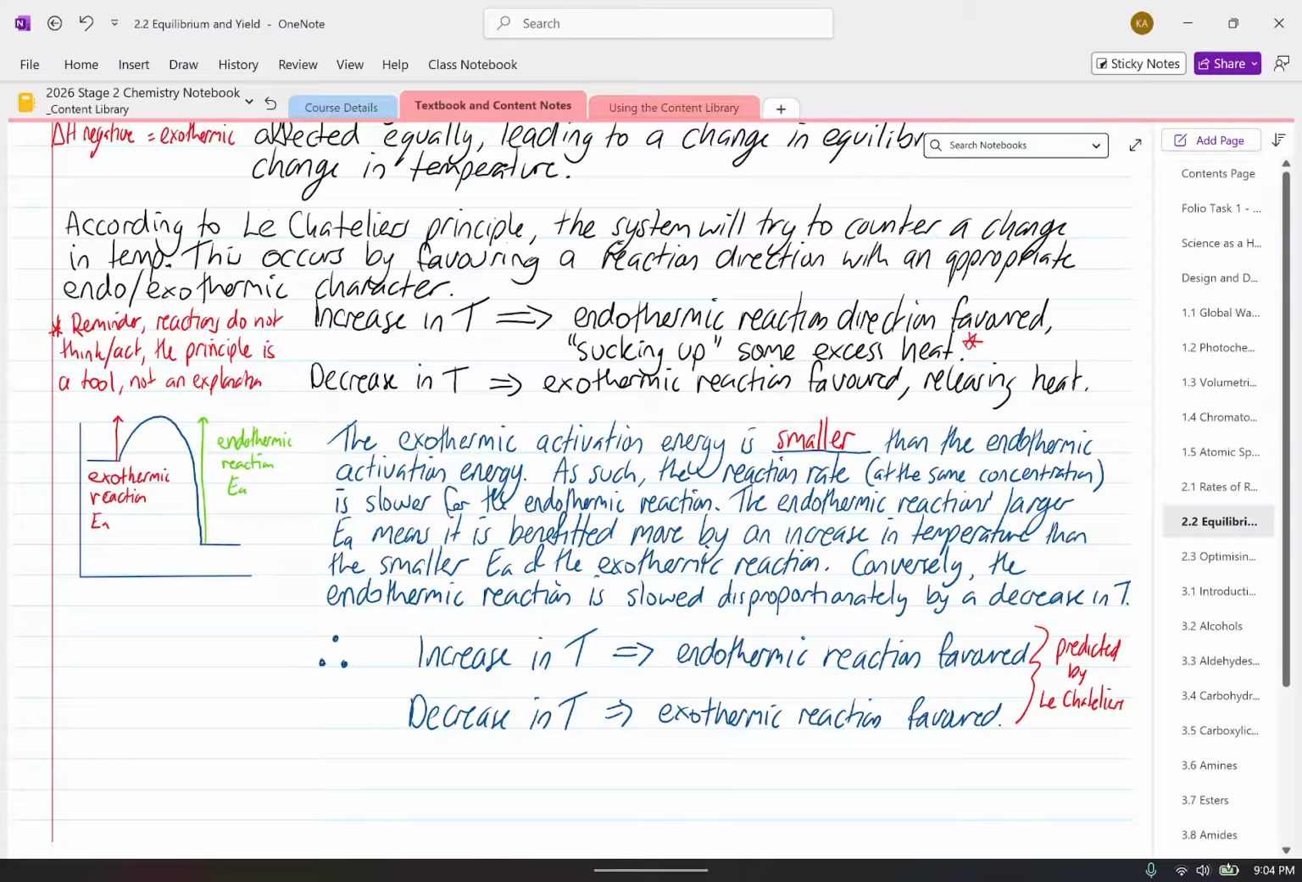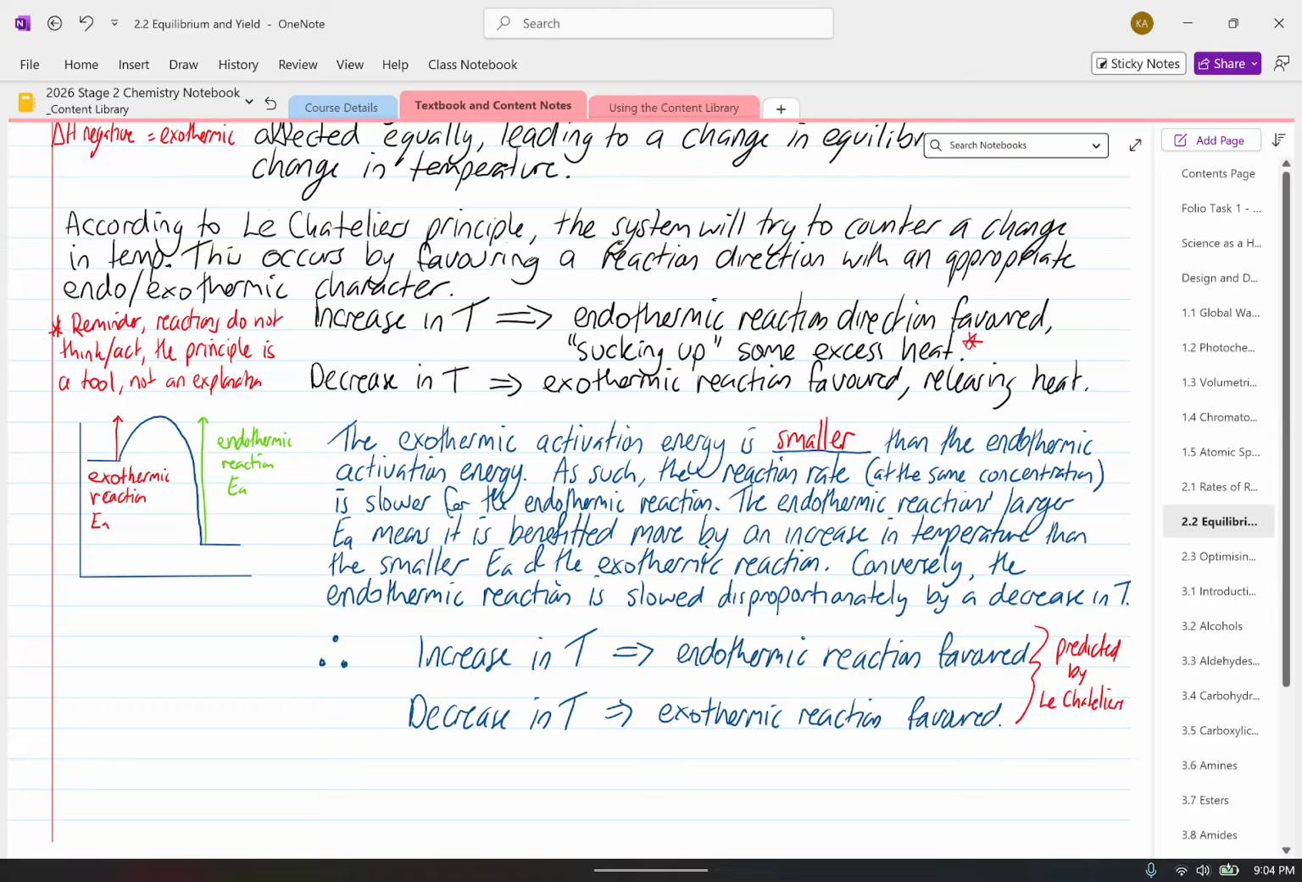That way, with endothermic reactions, if the reaction temperature goes up, it's benefited a lot. You'll get a more disproportionate amount going backwards to form our reactants. Similarly, if we decrease the temperature, the endothermic reaction is slowed down more than our exothermic reaction is slowed down. And so we end up with more forward exothermic reactions occurring.